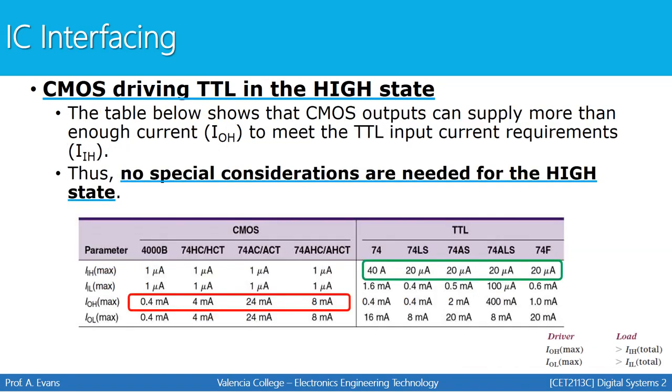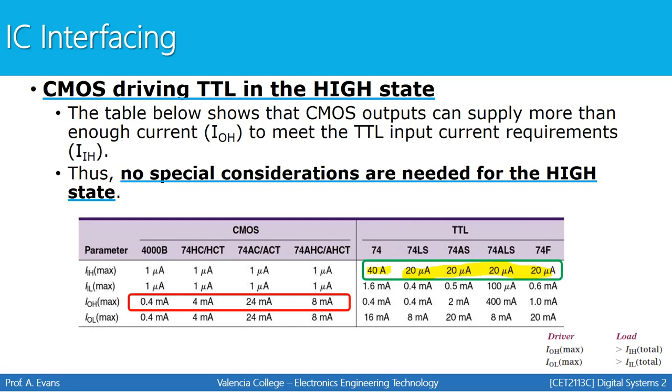Now let's look at current. So if we look at the high level output current for a CMOS device and compare that to the high level input current for a TTL device, we can see that here's the current that would be supplied. Here's the current that would be required. In all of these cases, no issues. But the 74 is listed as needing 40 amps of current, which is extremely high. That's extremely high. This may even be a typo. So I'm going to investigate that, but it is what's listed in your book. So we're going to go with what's in the book for now.